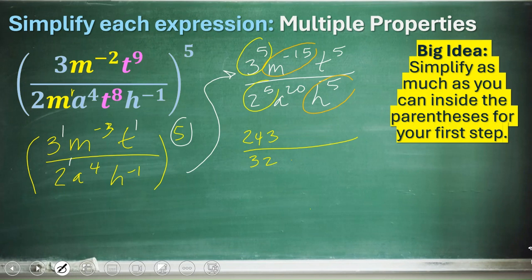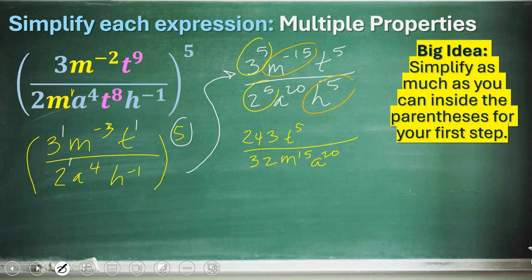In the numerator, I have m to the power of negative 15. If you remember, to change a negative exponent to a positive, you have to change the base's location in the fraction. So that means that since m is in the numerator, it drops to the denominator, and it becomes m to the 15th. If you need more instruction on this, I have a video dedicated to negative exponents, so go ahead and check that out. And left in the numerator is t to the 5th, so that just stays t to the 5th. We've already expanded out 2 to the 5th. And we have a to the 20th that gets to stay in the denominator because it's positive.